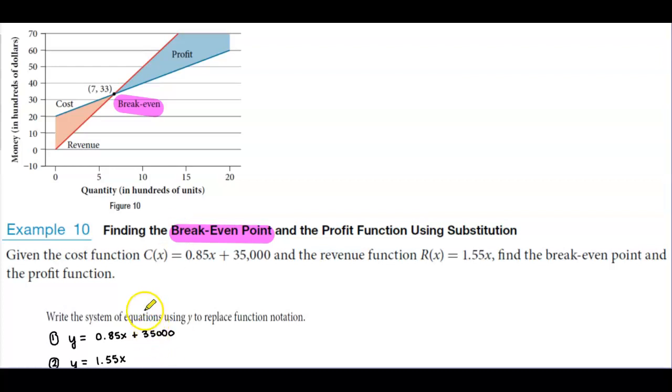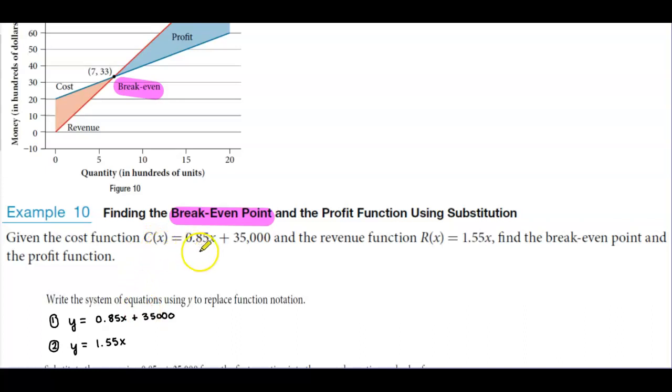Now, we're given the cost function, c of x, which is equal to 0.85x plus 35,000. And we're also given the revenue function, r of x, which is equal to 1.55x. And what we want to do is find the break-even point and then the profit function.